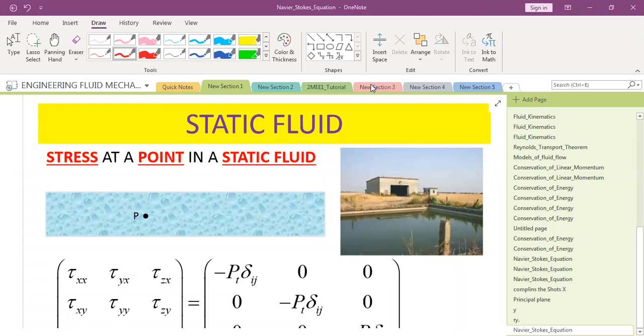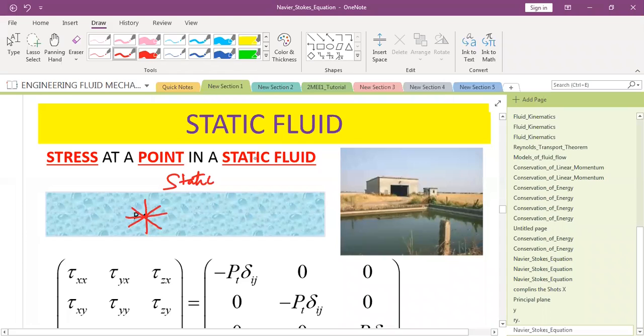So I'm starting with today's discussion. We have identified that in case of static fluid, the state of stress at a point was independent of what? It was independent of the orientation of the plane you choose. That is, all planes are principal planes. This was clear to everyone?